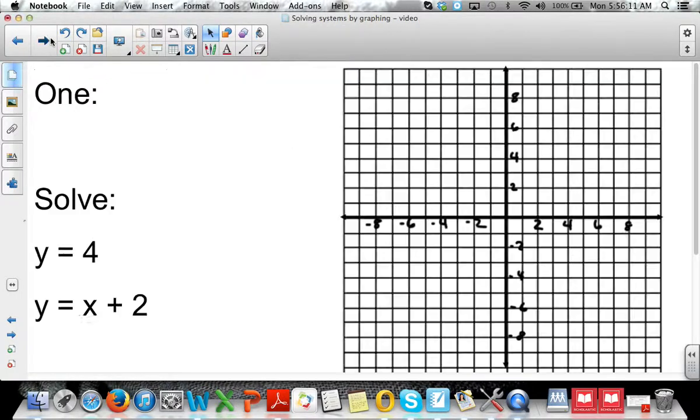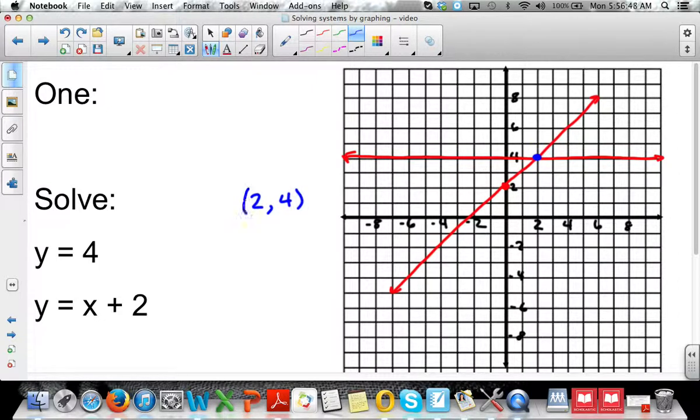So I'm going to do examples. First, I'll just show you one where they only cross at one spot. That will be the one that we come across the most. So if you graph y equals 4, that means it's just going to be a straight line where y is 4, and then x plus 2 goes through 2, and the slope is 1. Okay, so these lines cross at exactly one spot right here. There's 2, 4. There is only one solution to that.